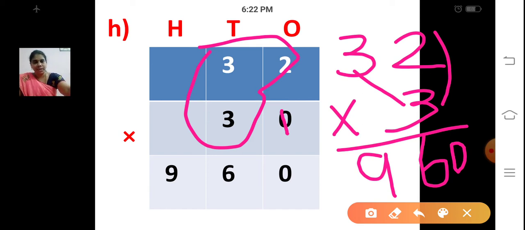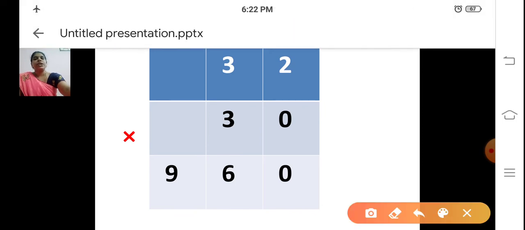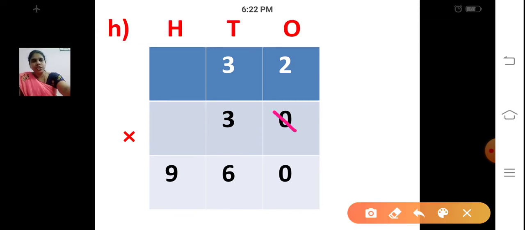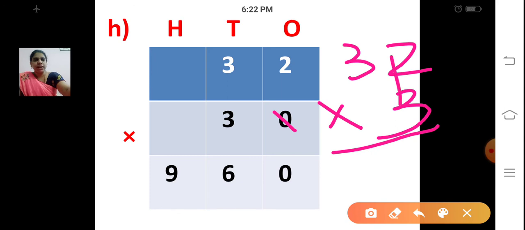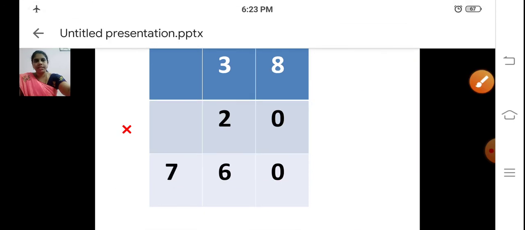It's easy to multiply like this, right? So if you have zeros at the last, it's easy to multiply. So first step, just ignore the 0. Remaining numbers you multiply. So 3 2s are 6, 3 3s are 9. Then write this 0 at the last. So the answer is 960. Write down 960. Clear, children, till this? Now we'll see one more sum in this model.